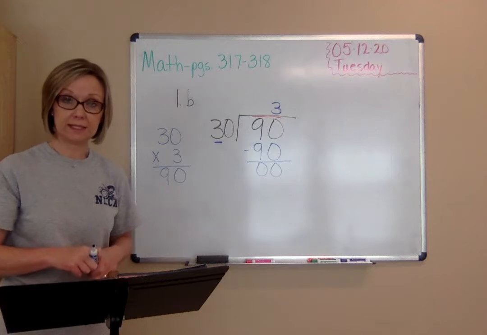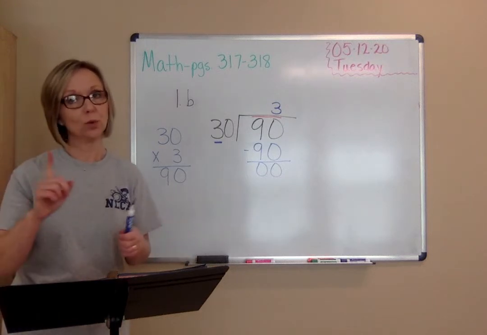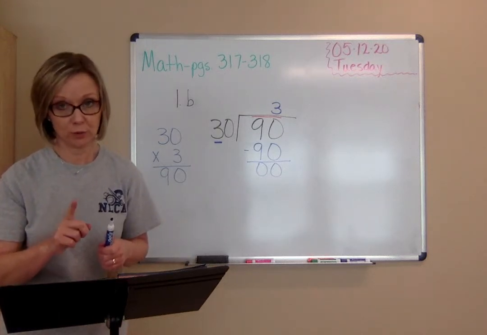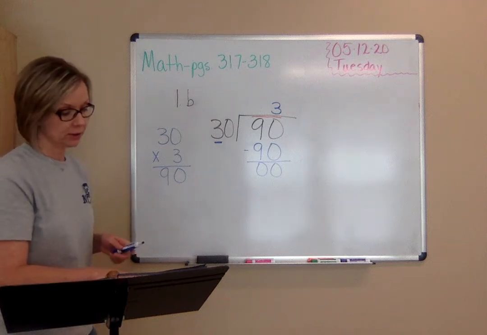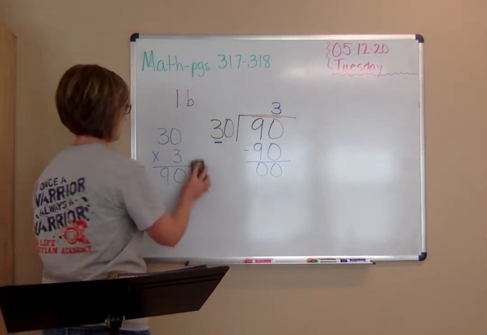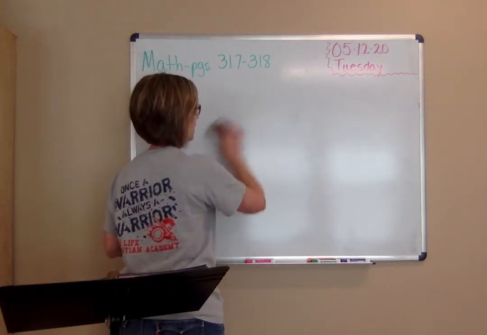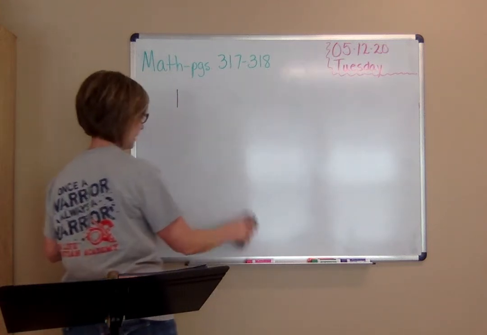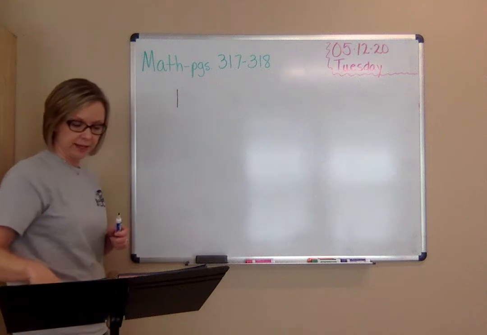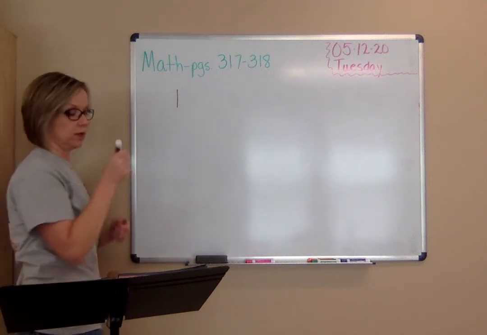All right, let's do C together. Let's do some with remainders. So let's look. C is going to be a little bit different. It's not just going to be this easy, even divide where you can just see it as soon as you look at it. So let's look at 1C.